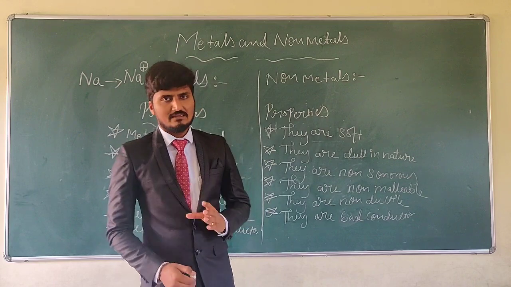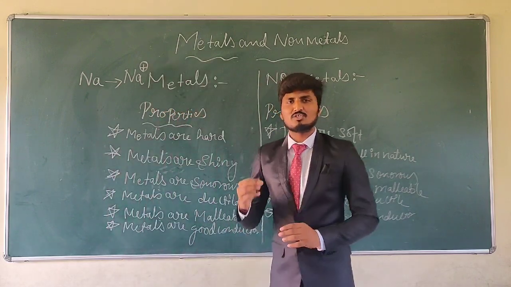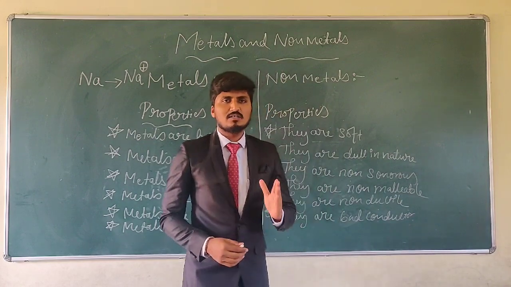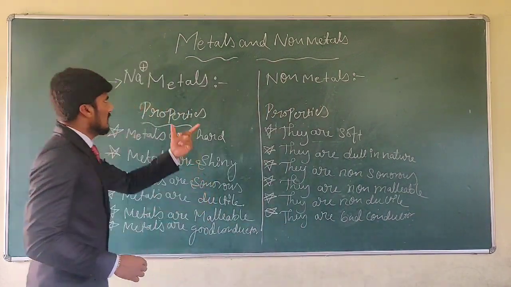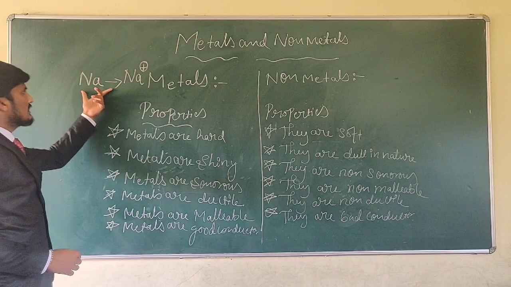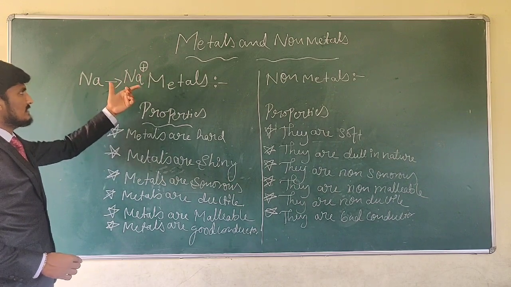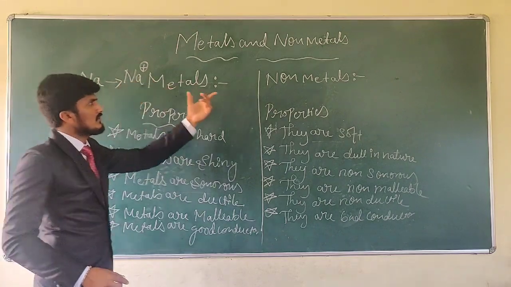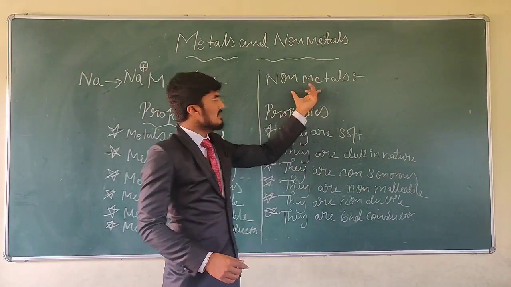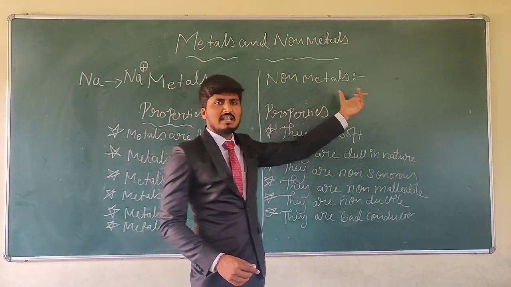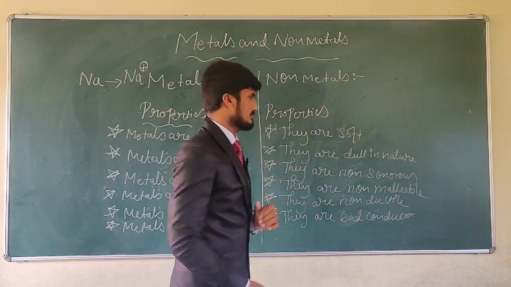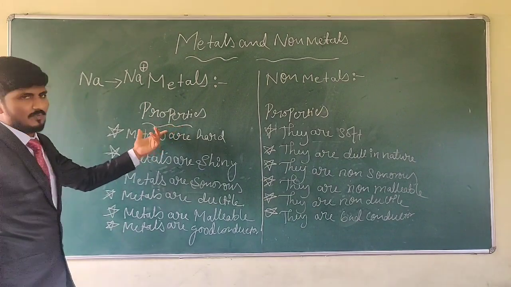What are metals? Metals are elements which donate an electron to another element in order to become positive ions. For example, sodium donates an electron to another element to become a sodium ion. Same when you are talking about non-metals. Non-metals are elements which receive an electron and become negative ions.